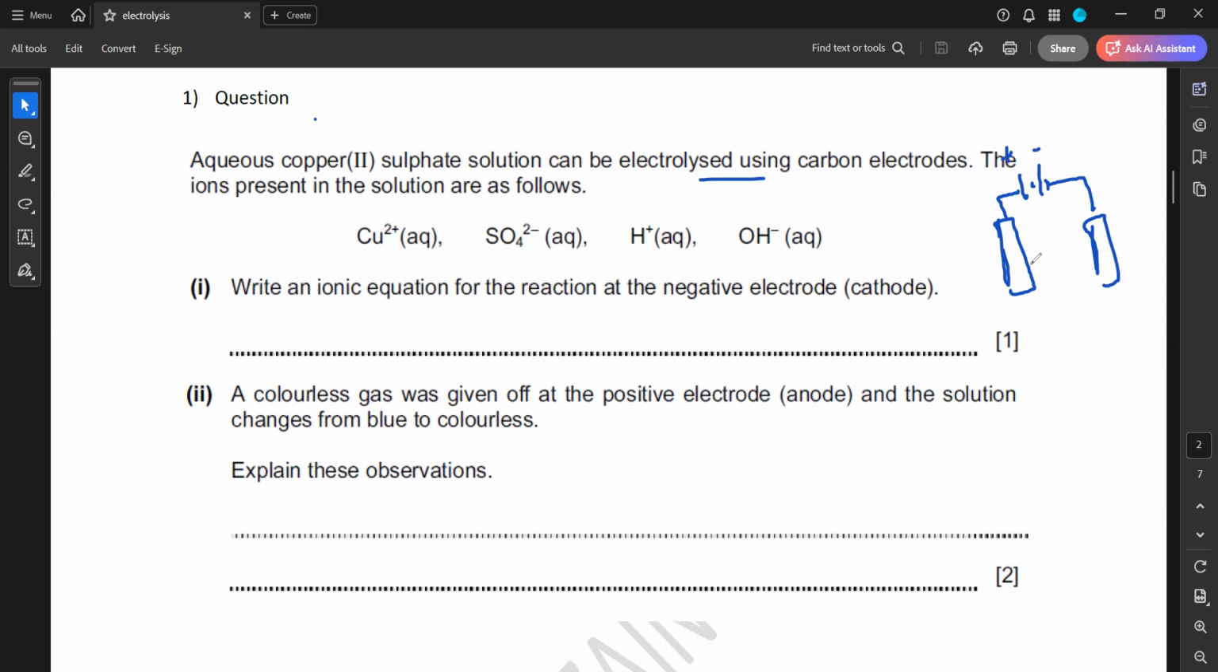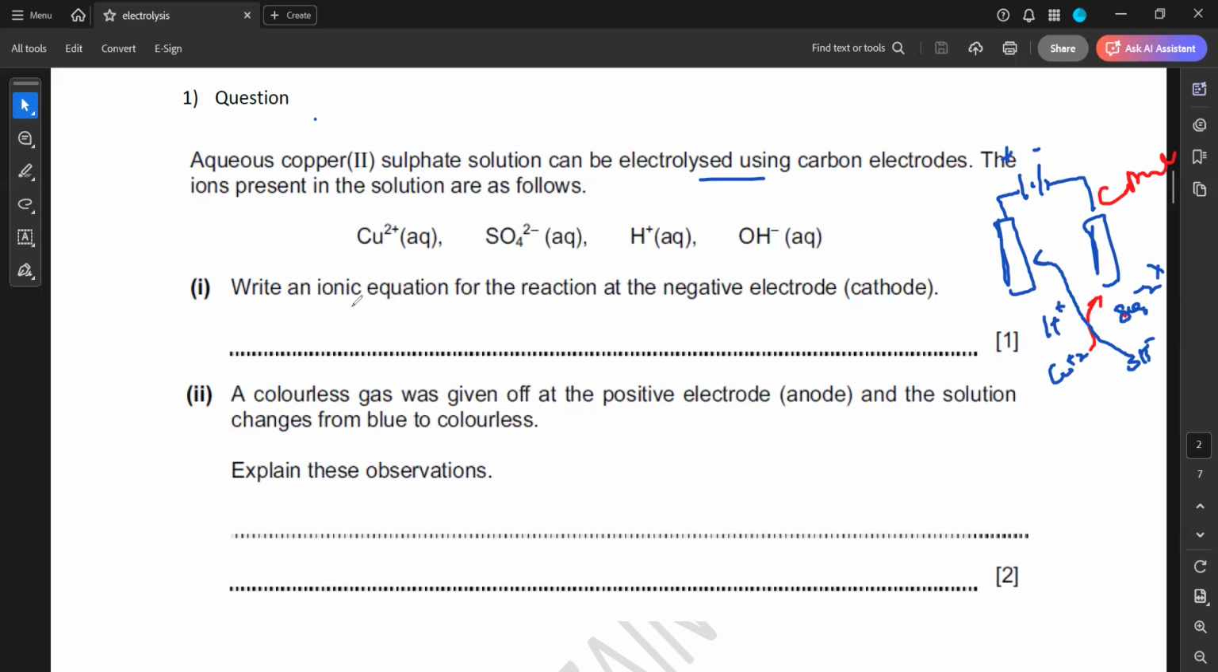So for positive ions, we check the reactivity. Always the less reactive positive ion will move. So if we have hydrogen and copper, which is less reactive, which will move? Copper. So copper is less reactive, so copper will move towards the cathode, or the negative electrode. And for negative ions, we check the amount, but sulfate, nitrate, and carbonate never move. So if we have sulfate SO4 and hydroxide, sulfate never moves, so hydroxide will move towards the anode.